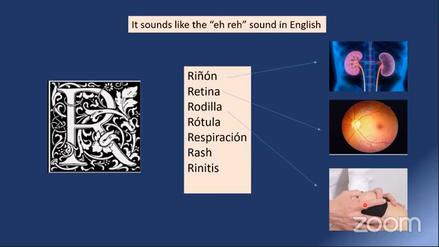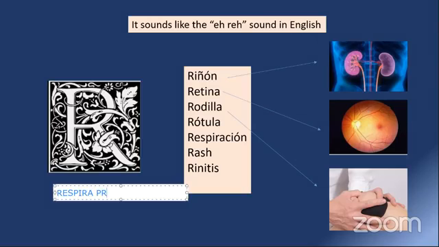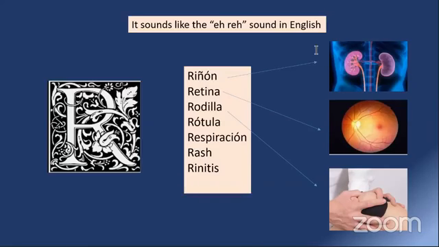How do I say breathing, Dr. B? Respiración. Respiración. Take a deep breath. Let me write it for you. Respira profundo. Respiración is the act of breathing. And respira profundo means take a deep breath, profundo is deep. Rash, you know what is rash, same in English and in Spanish.